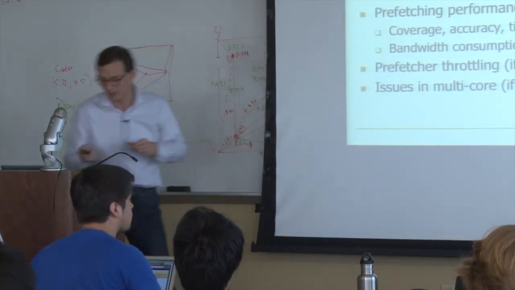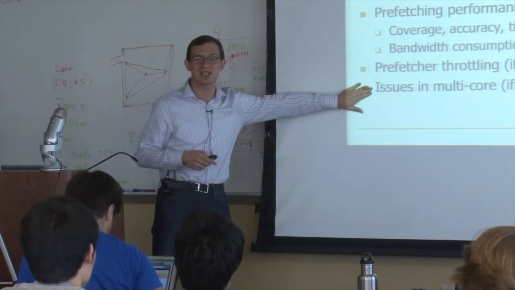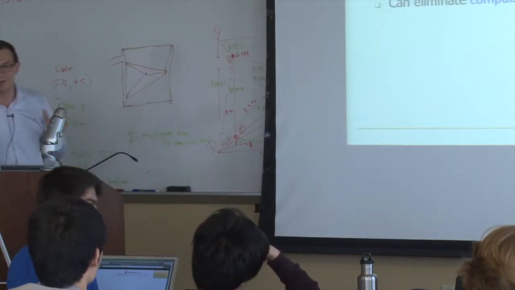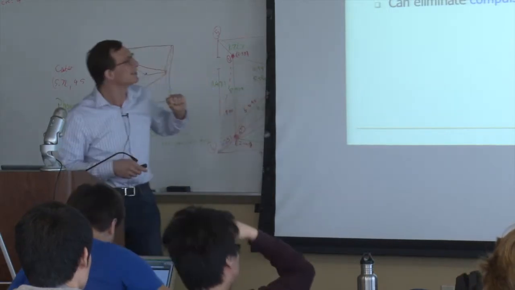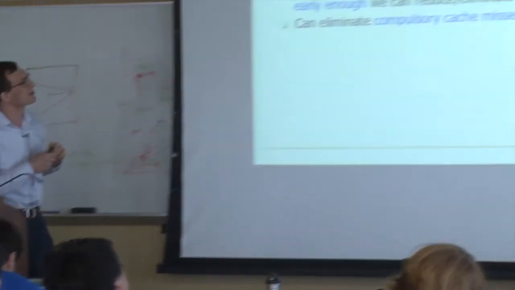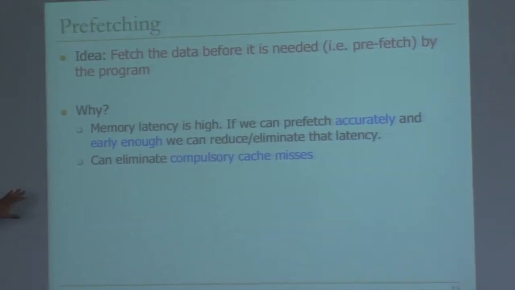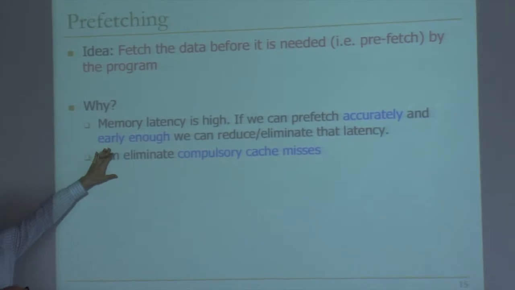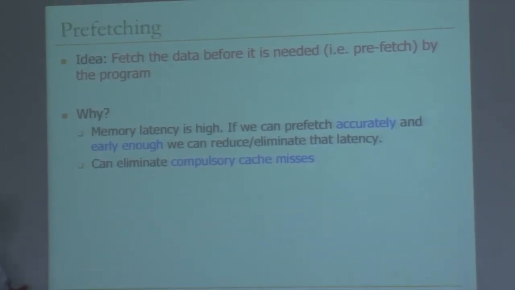That's actually correct. OK, so we'll probably not get into it, but if you take 742, we'll cover this a lot. The idea of prefetching, we've discussed this before, is to fetch the data before it's needed. Well, data could be instruction in this case also. Basically, prefetch or preload the data. Why? Memory latency is high. If we can somehow prefetch accurately and early enough, we can reduce or eliminate that latency. If you cannot eliminate it fully, you can maybe eliminate it halfway, right?